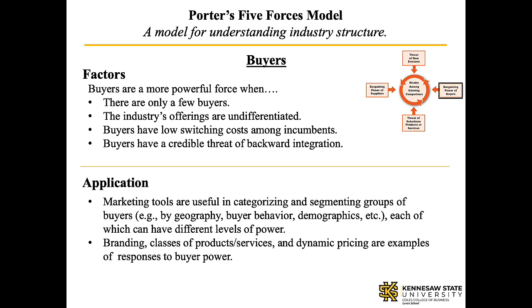As an example, consider the firms that make paper products, such as napkins and paper towels and the like. The buyers here would be retailers that sell paper products to consumers, such as Walmart and Target, companies that tend to be very large and very powerful. The volume that these buyers purchase puts them in an excellent bargaining position.